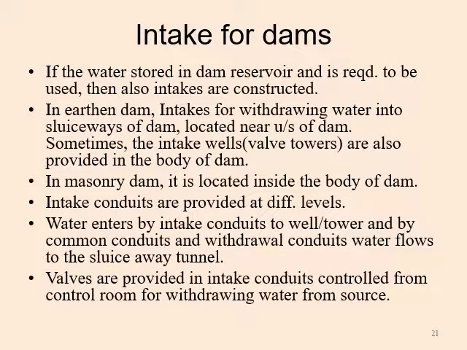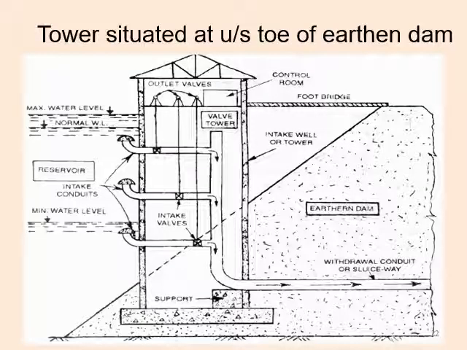So intake conduits are provided at different levels as we see in the diagram. Water enters by intake conduits to the well or tower and by common conduits, and vitral conduits water flows to the sluice bay tunnel or vitral conduits. Valves are provided within intake conduits, controlled from the control room for withdrawing of water. See here, intake valves are fitted with each of the intake conduits.